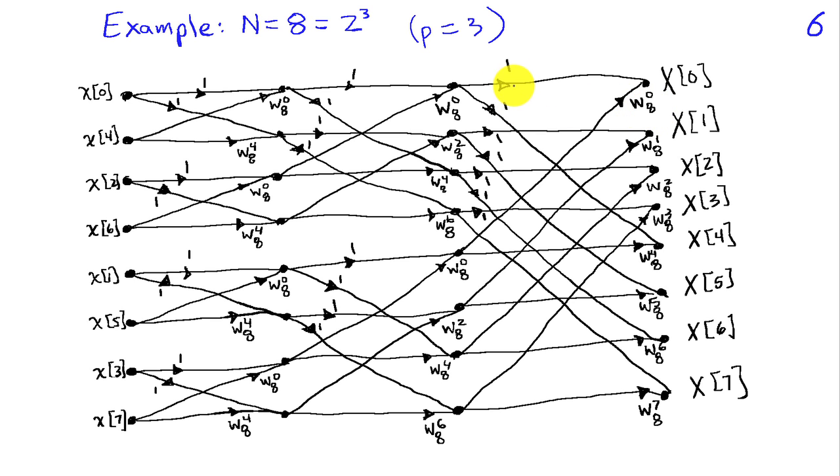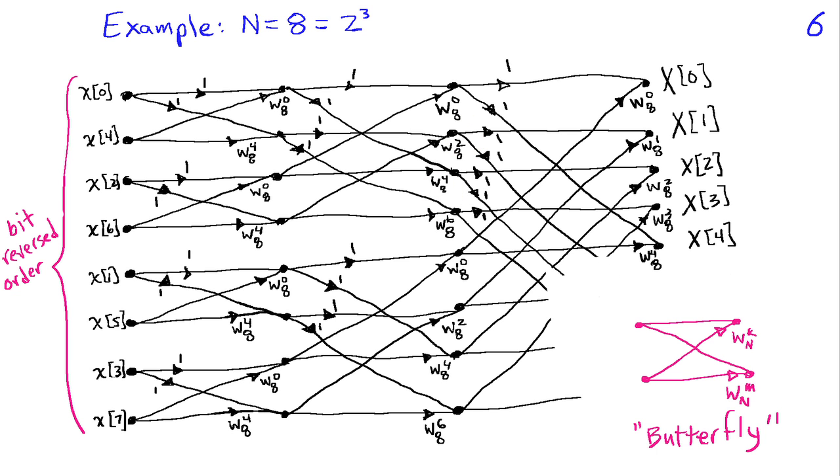And a lot of these coefficients are 1. It turns out that some of these are even simpler than it looks because W raised to the 0 power is 1. So there's really no multiply here. W sub 8 raised to the 4th power is actually minus 1. Okay, so some of this first stage here is just adding and subtracting, and then the second stage has some elements that are just simple addition and subtraction as well.